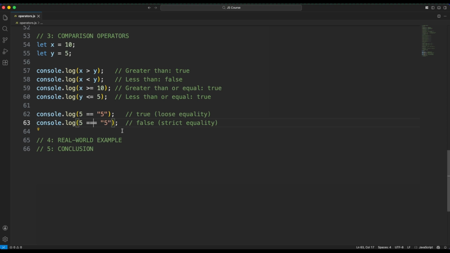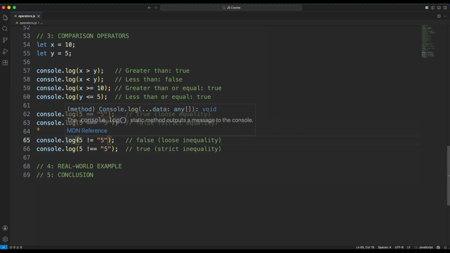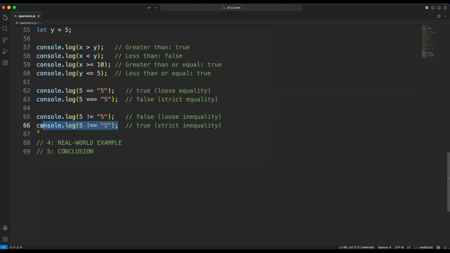So here is the thing. Try to remember, this is best practice. Almost always use the strict operator. I mean, sorry, strict equality. Strict equality, and this is the strict inequality. It prevents weird bugs caused by unexpected type coercion. Remember this, okay? Most of the time we are using this and this.